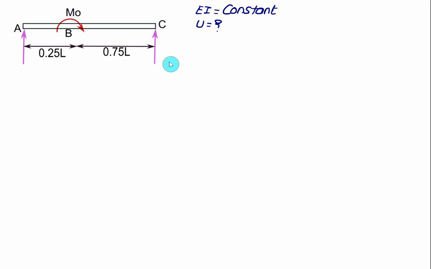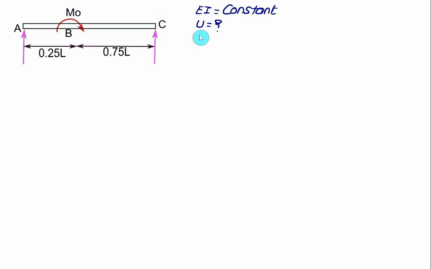We have given here one simply supported beam, with supports at A and C. At point B, which is 0.25 L from A and 0.75 L from C, a concentrated couple M0 is acting. We have to find the strain energy U, and the product of E into I is a constant value.